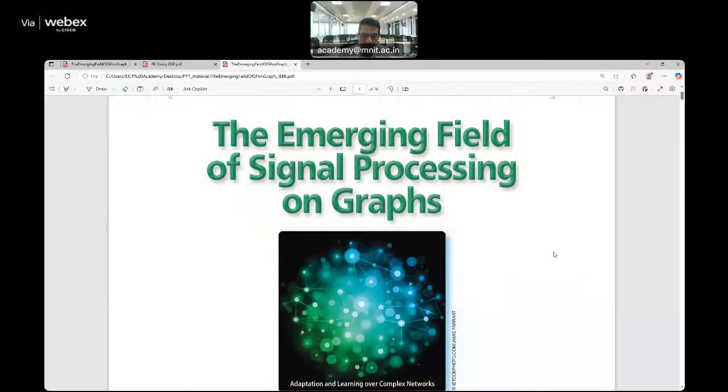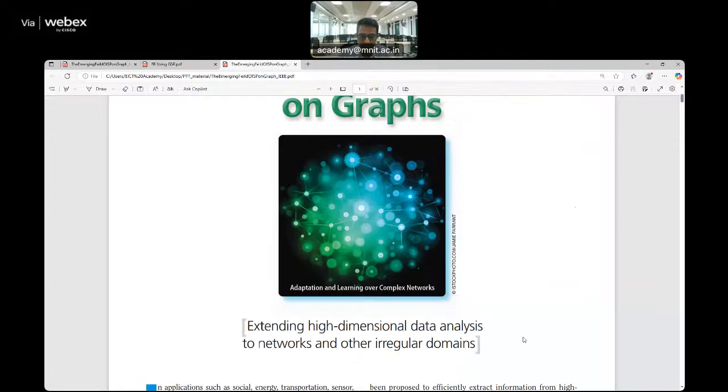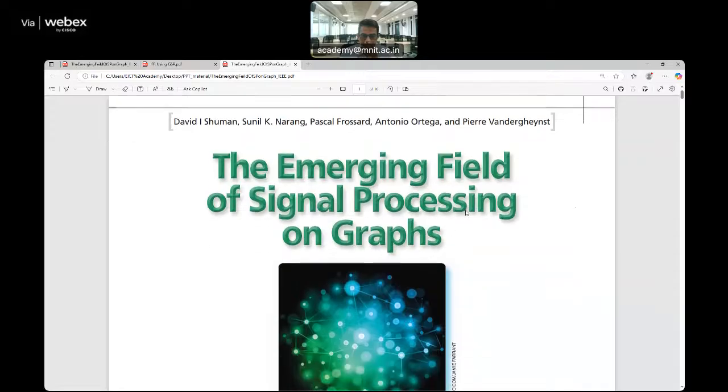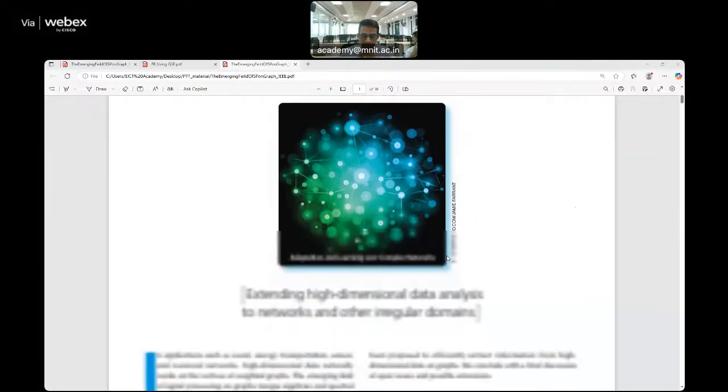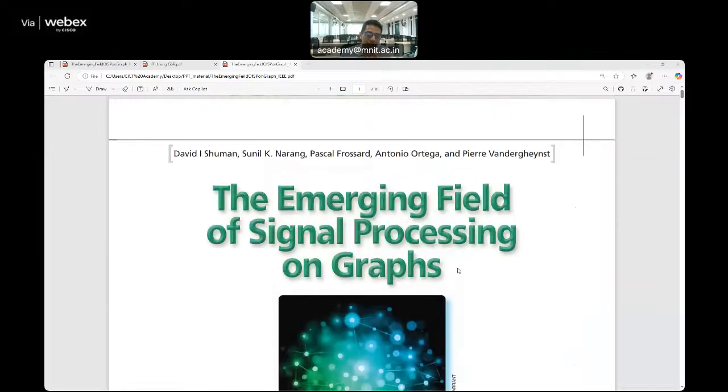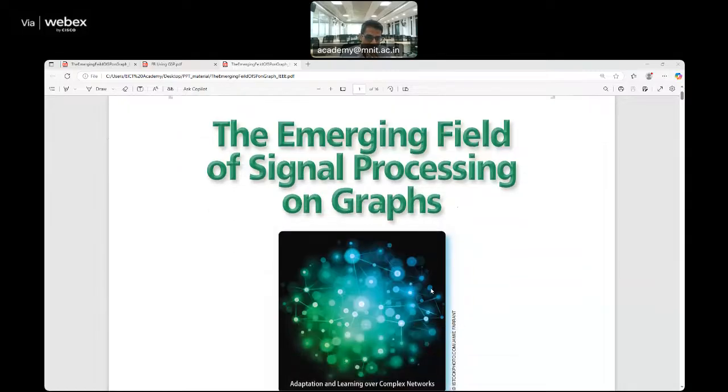So see, this is a very important paper in graph signal processing. This is a very basic paper. I recommend everyone please go through this paper at least 10 times, because it is such a beautiful paper, so nicely written, where all the concepts have been elaborated. Actually, it's a tutorial paper. It's not exactly a research paper.